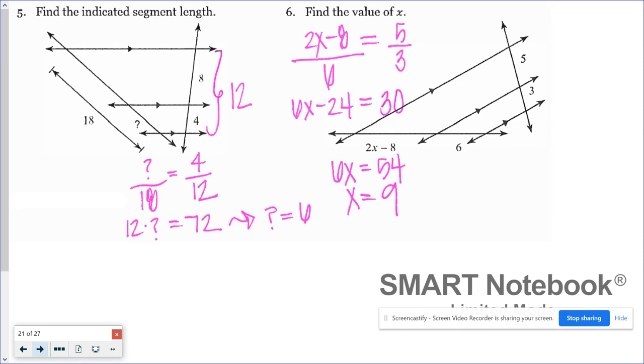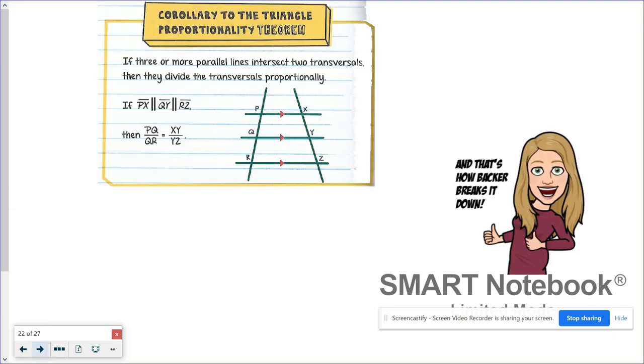Okay. But you can see definitely in number 5, if they just went a little further, they would make that triangle. So the proportional segments theorem is just a corollary of the triangle proportionality theorem, because I just chopped off the top part of the triangle to create these diagrams. And so I am getting similar proportional relationships, hence why this summary calls it the corollary to the triangle proportionality theorem. So if 3 or more parallel lines intersect 2 transversals, then they divide the transversals proportionally. That is how Becker breaks it down.